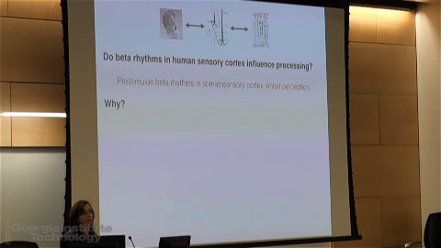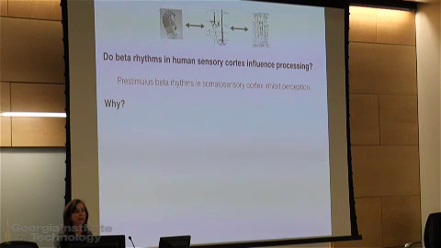And then the more interesting question is why? Why is it that when the circuits are producing beta, we have a lack of sensory perception, we have a lack of motor movement? And to address this question, we're going to turn to our model. And we're going to study with our model what the circuit mechanisms are that create this beta, and how do those mechanisms translate to inhibited function?